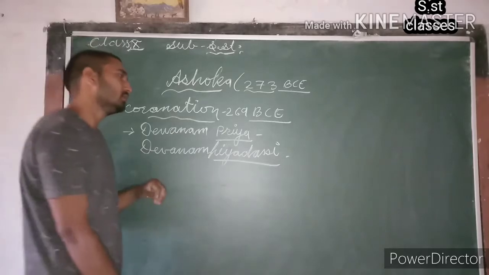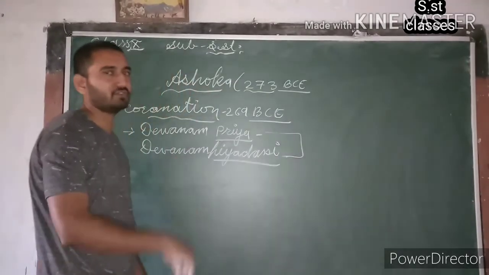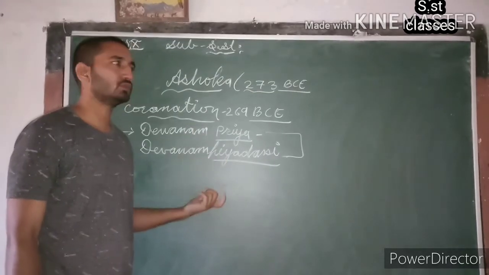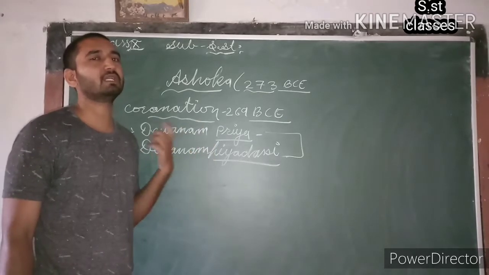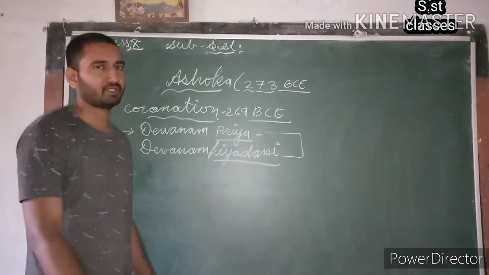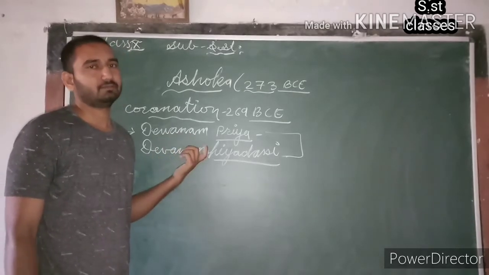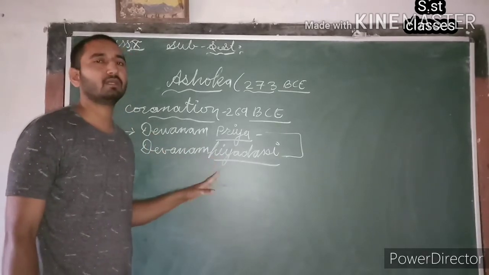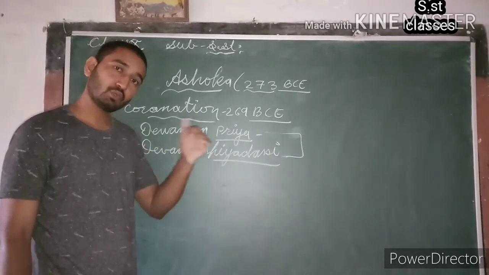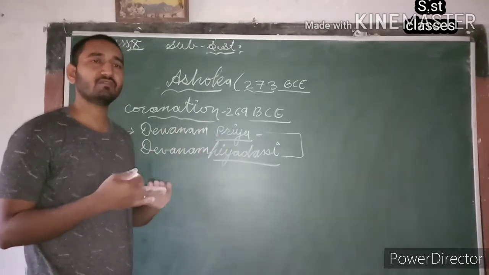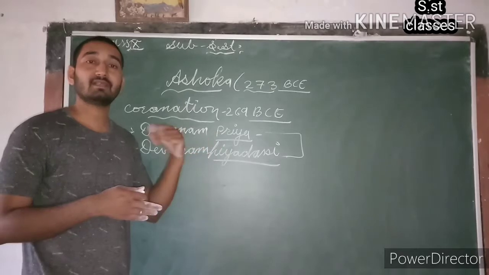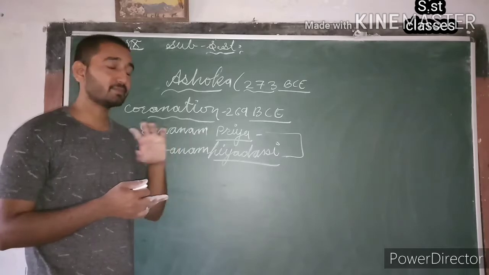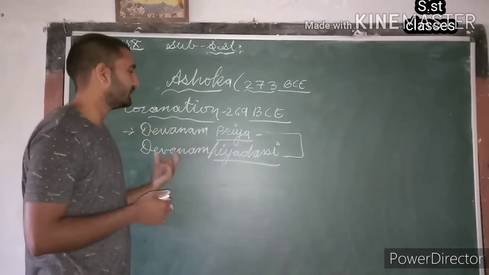Is that clear? So there is a question for you, and that is, except Ashoka, which were the other rulers who adopted the title of Devanam Priya or Devanam Priyadasi? And one more thing, from which ruler Ashoka got inspiration to adopt the title of Devanam Priya and Devanam Priyadasi? Is that clear? So which were the rulers adopted title of Devanam Priya and Devanam Priyadasi except Ashoka? And the next, from which ruler did Ashoka get inspiration to adopt the title?